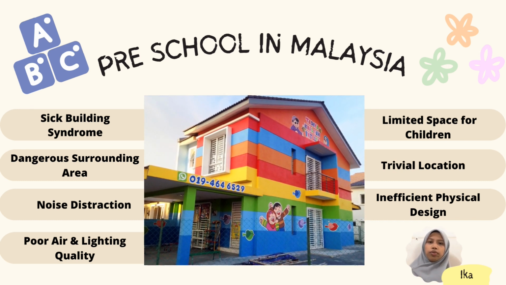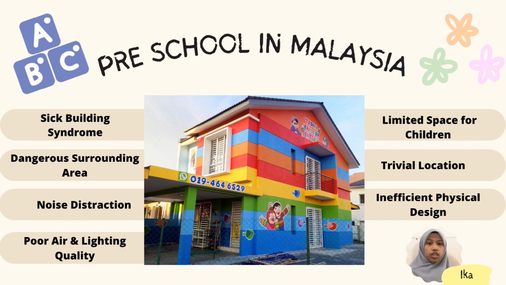What are the issues with the current kindergarten? This picture shows the current design of kindergarten in Malaysia. Therefore, these are a few issues, which are sick builder syndrome, dangerous surrounding area, noise distraction, poor air and lighting quality, limited space for children, trivial location, and inefficient physical design.